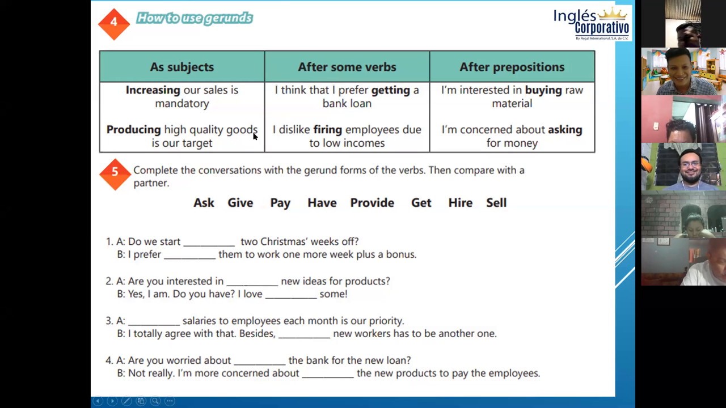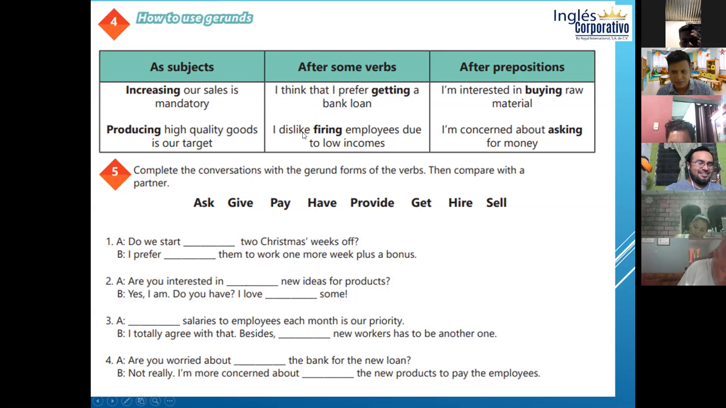Okay. That's good. We're going to find the ing of gerunds after some verbs. Después de algunos verbos, este no lo mencionamos, prefer, pero también tiene la misma como que si fuese like. Okay, veamos acá. Let's see this example. Carlos Enrique, help me to read the first one, please. I think that I prefer getting a bank loan. Loan, thank you, really good. I think, yo creo que prefiero obtener un préstamo en el banco. Okay, eso es lo que él considera. Muy bien, that's good. Thank you.